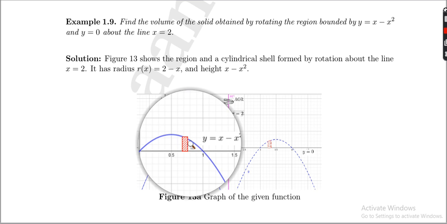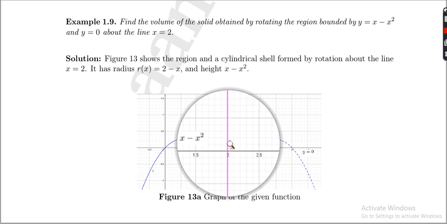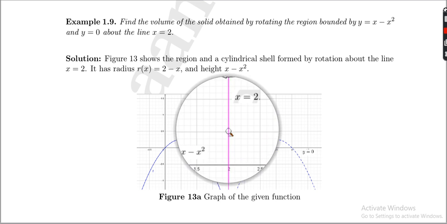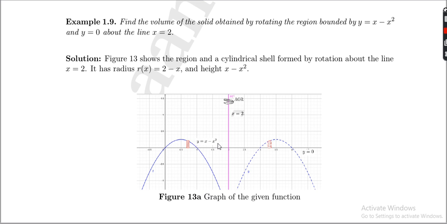Now, if you're going to look at the vertical element and the axis of revolution, by the way, the axis of revolution is this line x equals 2. If you're looking at the vertical element or the vertical strip and the axis of revolution, you can see the strip or the element is parallel to the axis of revolution. That makes this problem solvable using the cylindrical shell method. Since the axis of revolution is at x equals 2, the region itself will have a mirror on the right side of the axis of revolution.